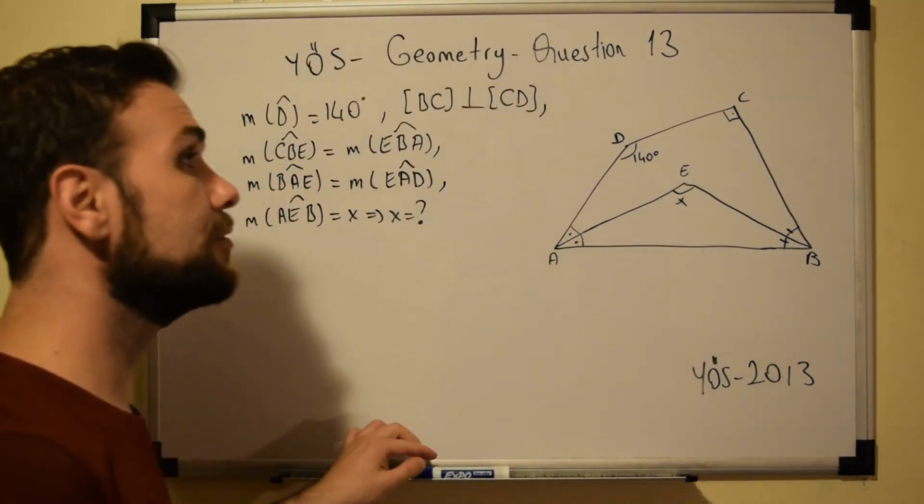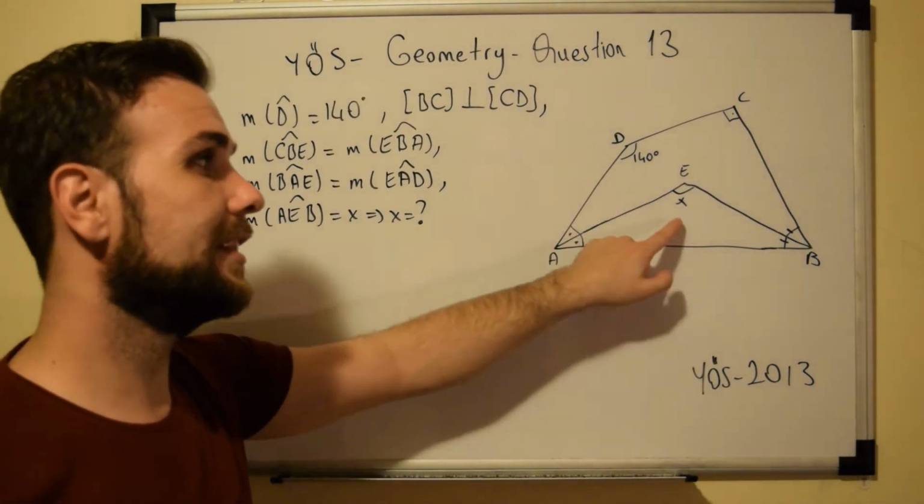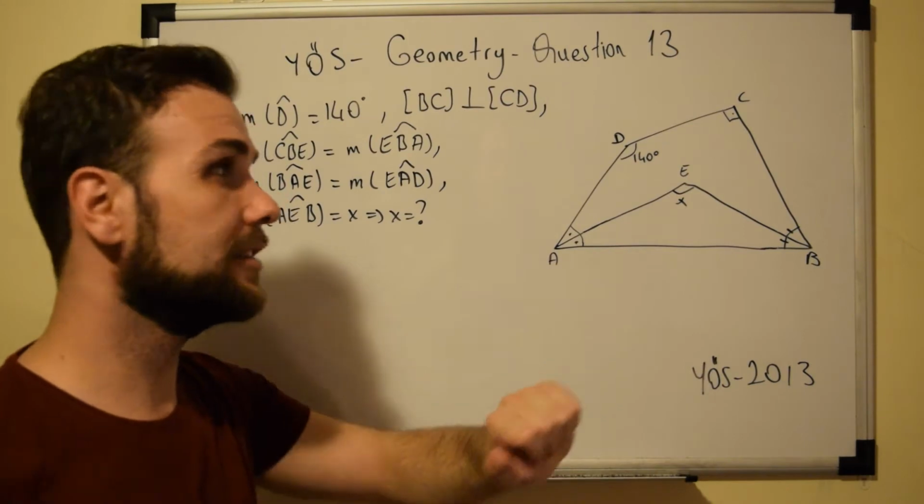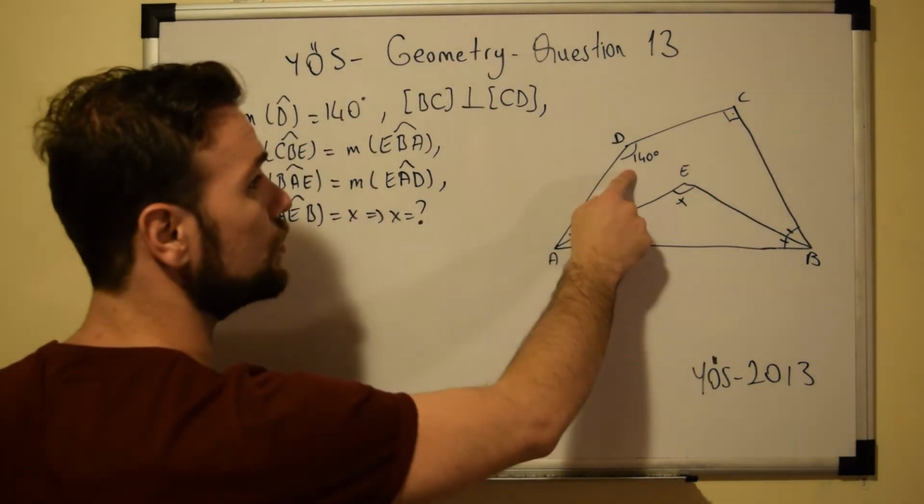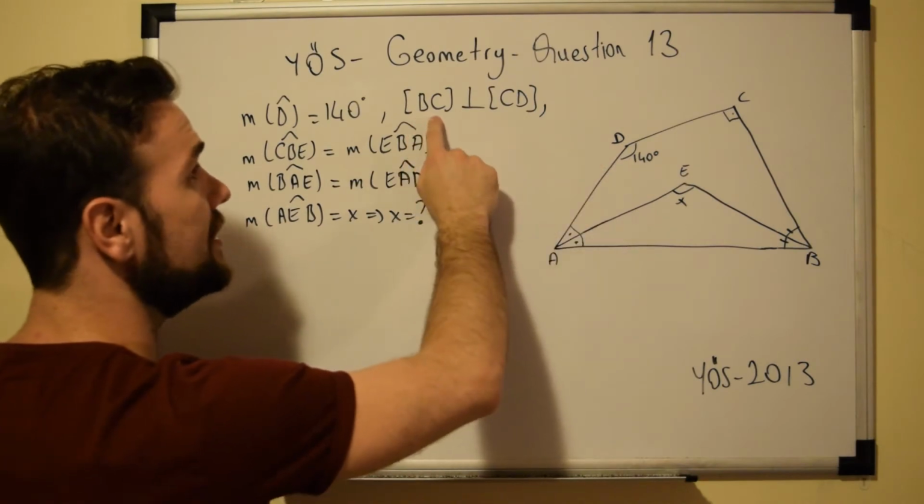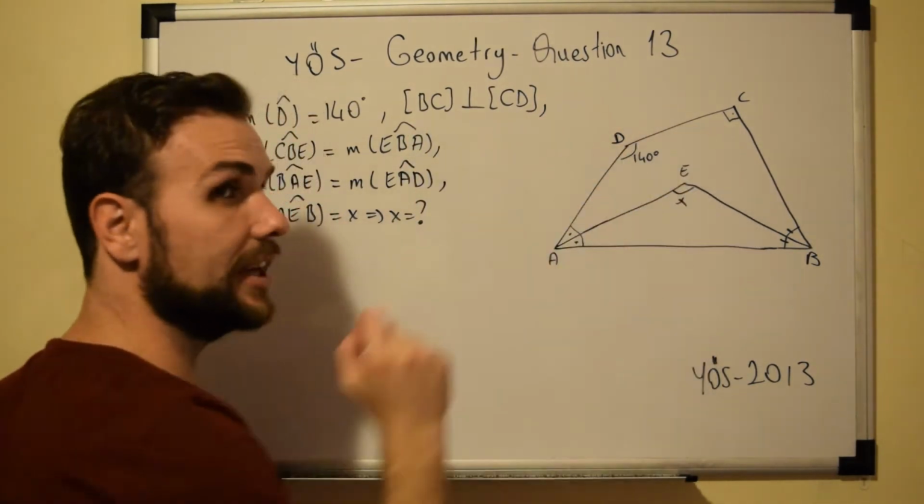In this question, as you can see, we are dealing with polygons. One is four-sided and the other one is three-sided, which is actually a triangle. Now let's see the information. We have angle D, which is equal to 140. We have BC, which is perpendicular to CD, so it means this angle is equal to 90 degrees.